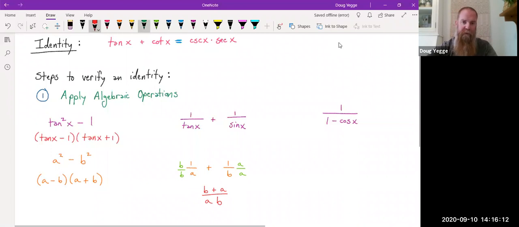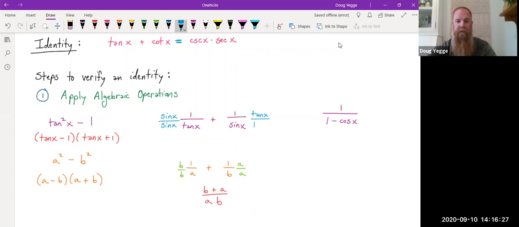So we could do something really similar up top here, where I realize that this needs an additional sine x. So we multiply top and bottom by sine x. Over here, this needs an additional tangent x. So we multiply top and bottom by tangent x. And when we finally combine, the denominator is going to be tangent x sine x, while the numerator is sine x plus tangent x. So combining fractions together, just like we would in algebra, factoring an expression just like we would in algebra.